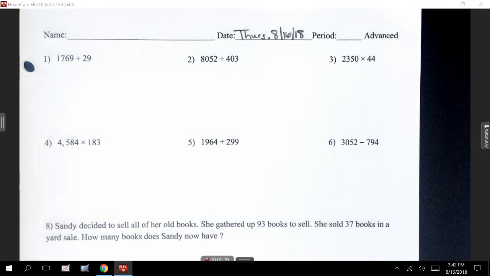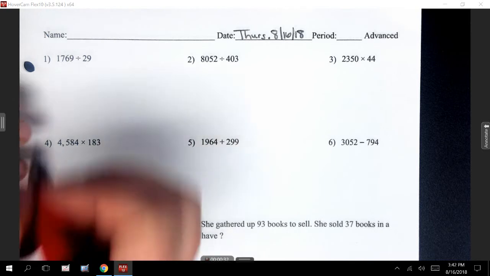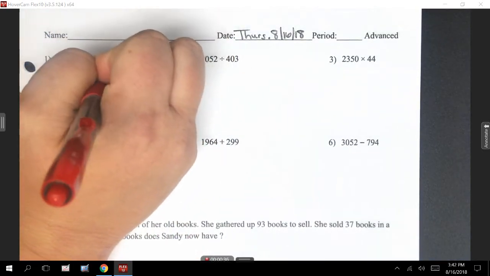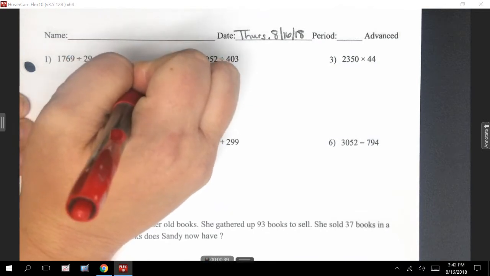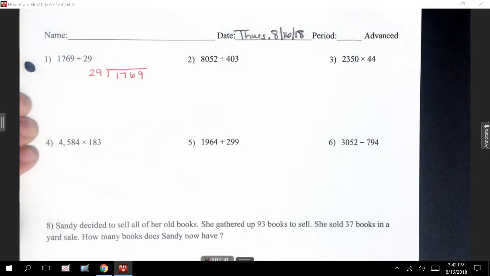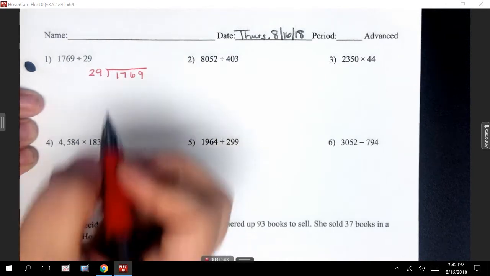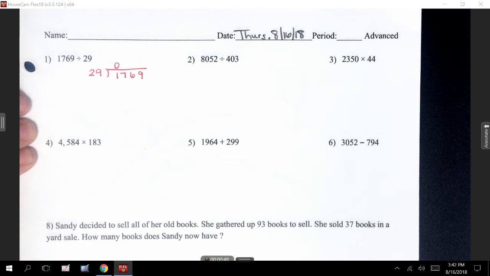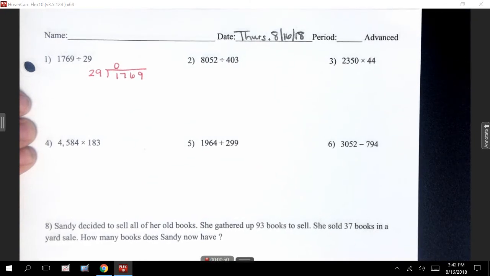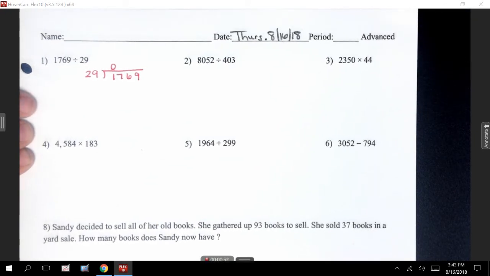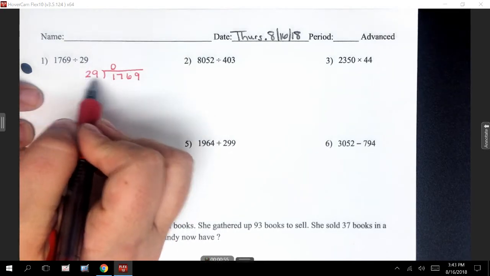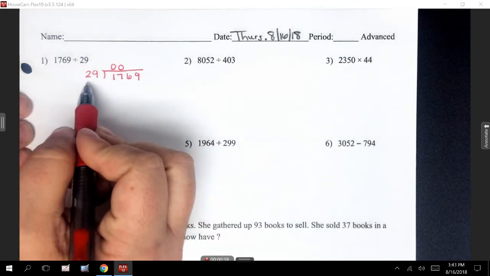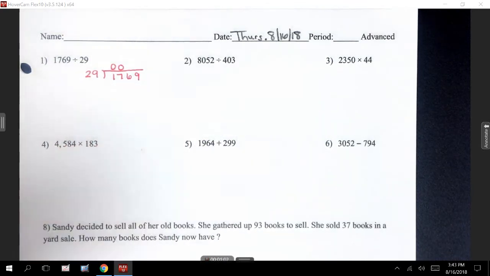We have 1,769 divided by 29, making sure to put that 29 at the door, and 1,769 in the house. Dividing 29 into 1, it can't happen. So if you want to put a 0 there, you can. It's just a placeholder, just to make sure we have a number above each number in the dividend. So then we're going to look and see 29 will go into 17. It can't, so we can put a 0 there as well. So we're automatically starting trying to put 29 into 176.